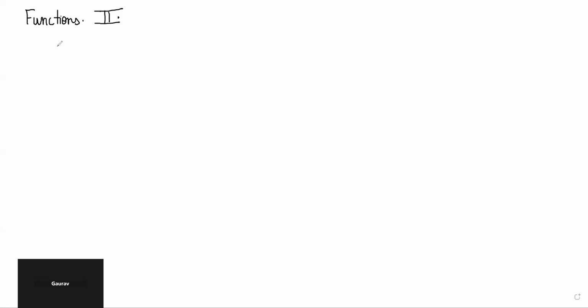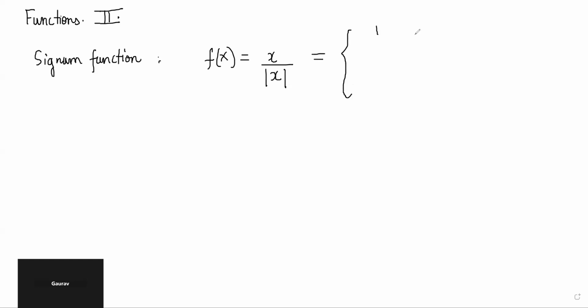Yes, sir. Okay. So we'll continue with where we stopped last class. We had discussed GIF and fractional part functions. The next special function is the signum function. Basically, it is defined like this: f of x is equal to x by mod x. So it will basically be 1 if x is greater than 0. It was defined as 0 if x is equal to 0 and -1 if x is less than 0.